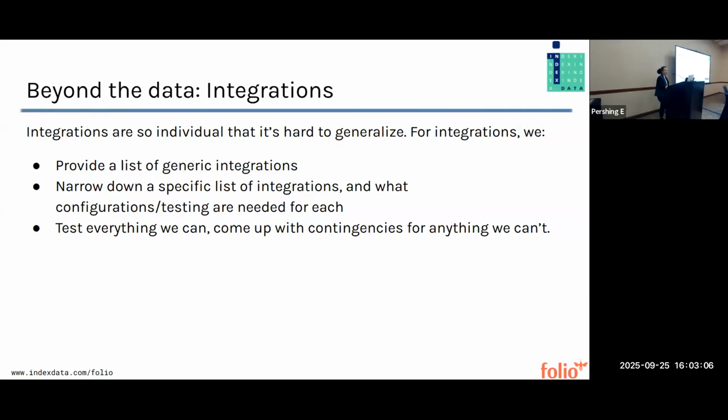And sometimes it requires things like edge modules and FOLIO. Sometimes it's as simple as making sure the barcodes don't look weird when they're on the receipt printer. So it really depends on what we're talking about. And then we go ahead and we test everything that we can, and we come up with contingencies for anything that we can't. Because unfortunately, it is the reality that not every integration has a production and test system. That's just the way that some systems work, right?